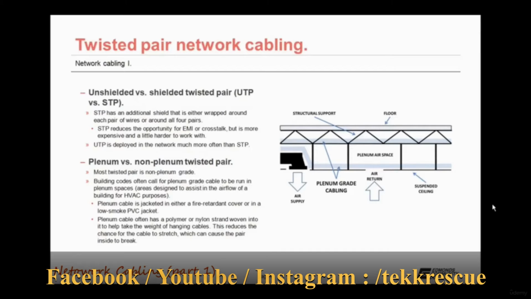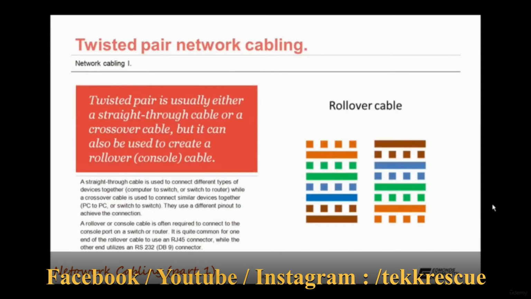This reduces the chance for the cable to stretch, which can cause the pair or pairs of wires inside the jacket to break. Twisted pair is usually either a straight-through cable or a crossover cable, but it can also be used to create a rollover or console cable. A straight-through cable is used to connect different types of devices together, as in a computer to a switch or a switch to a router. While a crossover cable is used to connect similar devices together, as in a PC to a PC or a switch to a switch. The straight-through and crossover cable use different pinouts to achieve their connections.